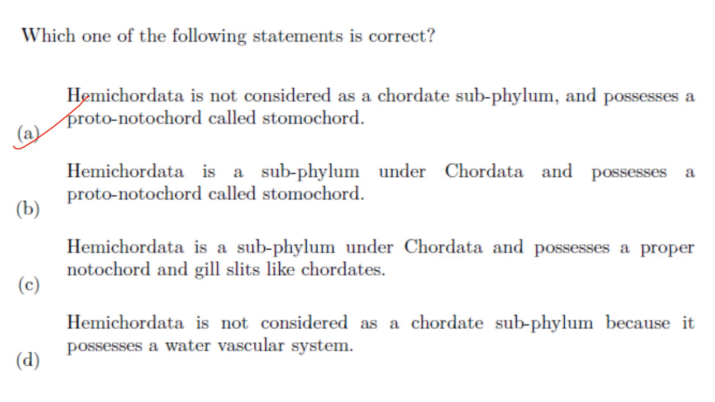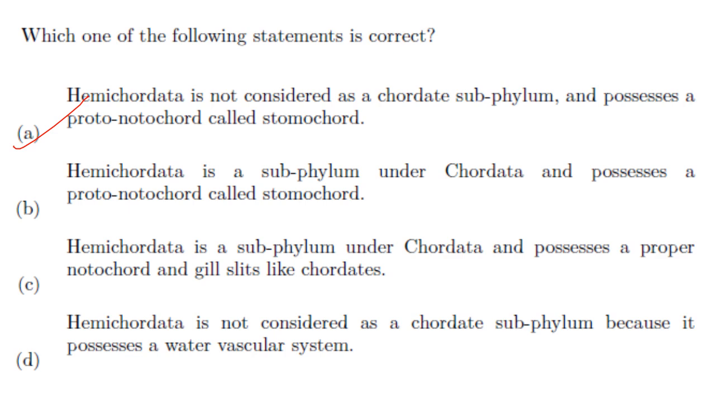Then next one. Which of the following statements is correct? Hemichordata is not considered as a chordate subphylum and possesses a protochord called stomochord. So Hemichordata, it is not a chordate subphylum. It is a phylum of marine animals that is closely related to chordates but cannot be considered as subphylum Chordata. So this statement is correct.